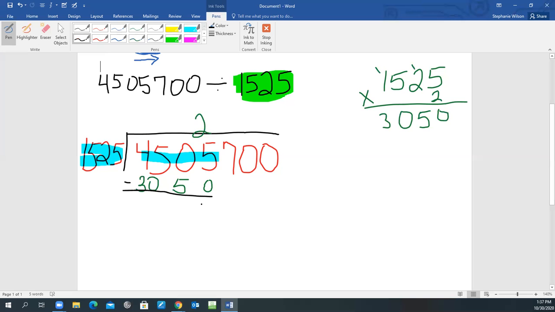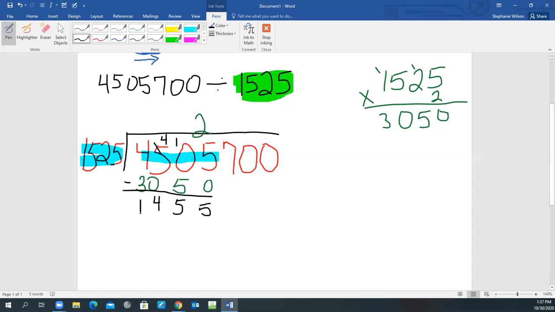So 5 minus 0 is 5. I can't pull 5 out of 0, but I can borrow, right? I can borrow from this 5 over here, making it a 4, and carrying my 1 over here. So now I have 10 minus 5, 5. 4 minus 0 is 4. And 4 minus 3 is 1.